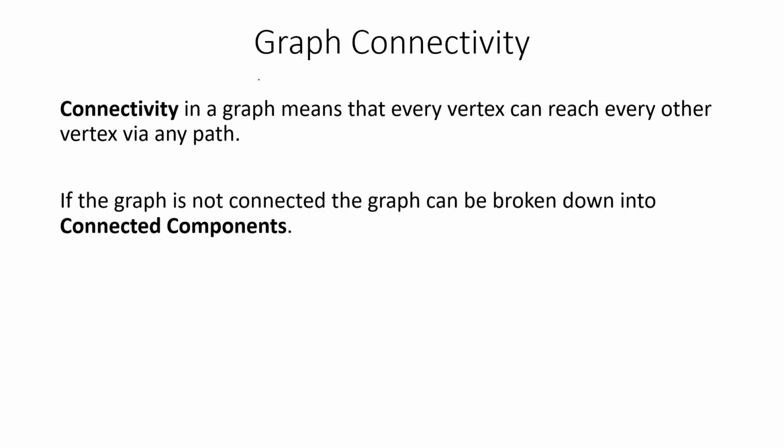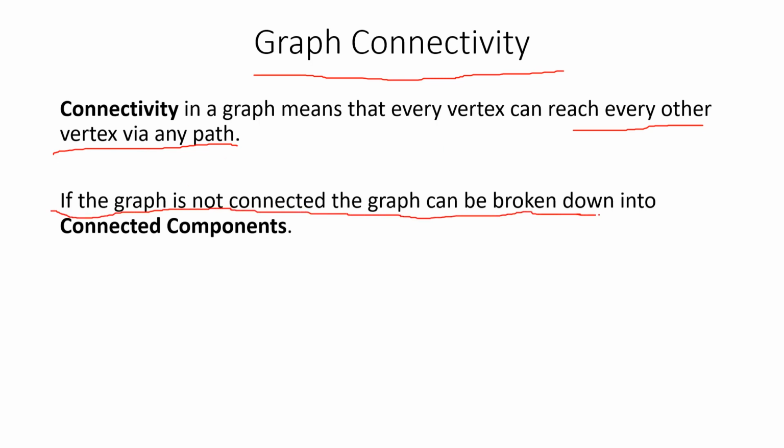Next, I would like to talk about graph connectivity. Connectivity in a graph means that every vertex can reach every other vertex via some path. If the graph is not connected, the graph can be broken into connected components.